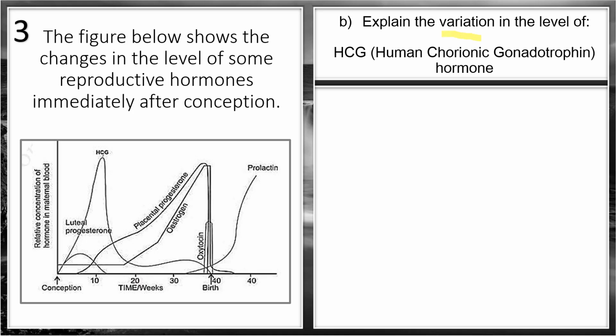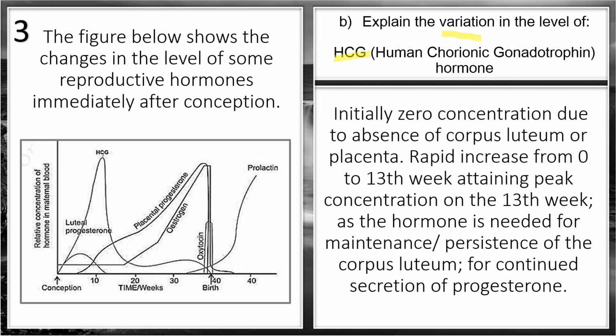Explain the variation of the level of human chorionic gonadotrophin hormone. Initially, it has 0 concentration due to the absence of corpus luteum. So if you look at the human chorionic gonadotrophin hormone, it is 0 in the absence of the corpus luteum or the placenta. It is 0. Okay?